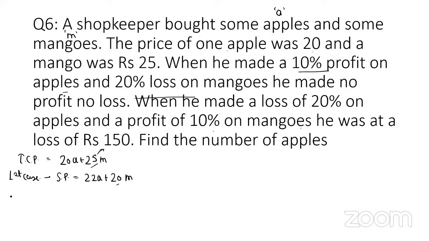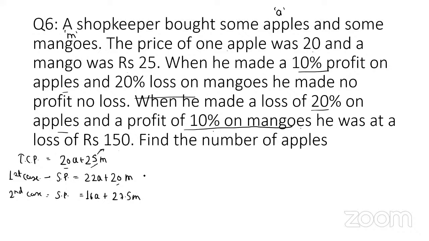What must be the selling price in the second case? Guys, in the second case, they are saying that they are selling apples at a loss of 20%. So 20 minus 20% is how much? 16. We can say the selling price is 16 for apples. And on mangoes, they are making profit of 10%. So we can say the selling price of mango should be 27.5.